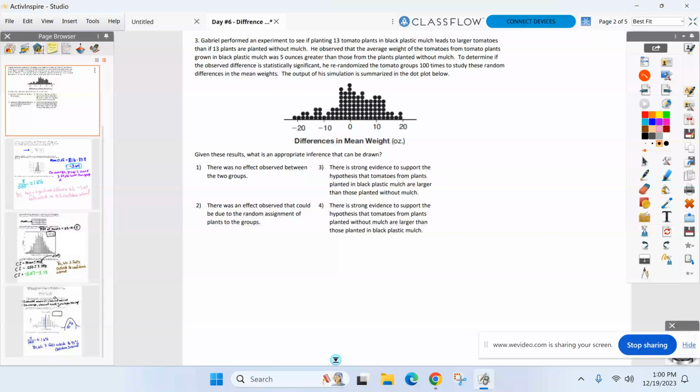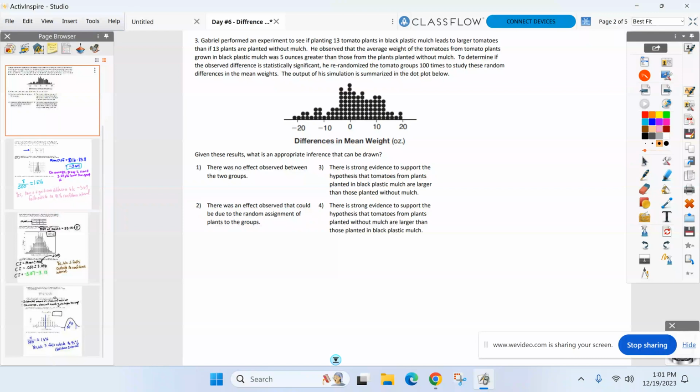So basically, guys, we had 13 tomato plants that I put in black plastic mulch, and then 13 that were not getting any mulch. And the tomatoes grew. We checked the weights, and on average, the ones in the plastic mulch were 5 ounces bigger. So I'm already telling you the number we're looking for is 5. I took the weights of the no mulch and the mulch, and there was a difference of 5.